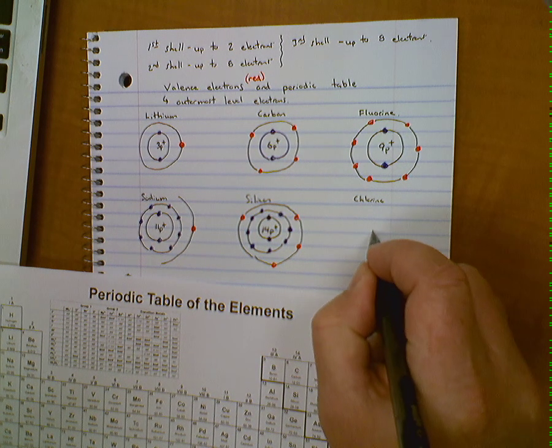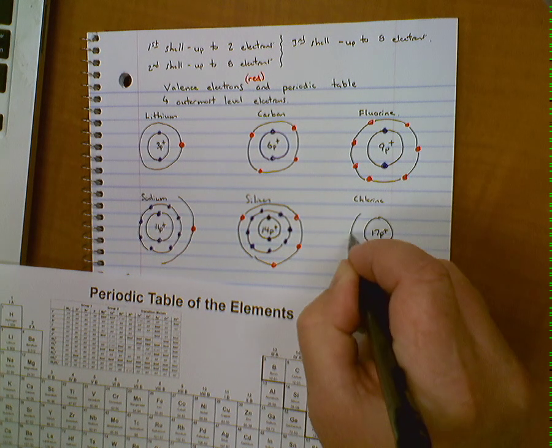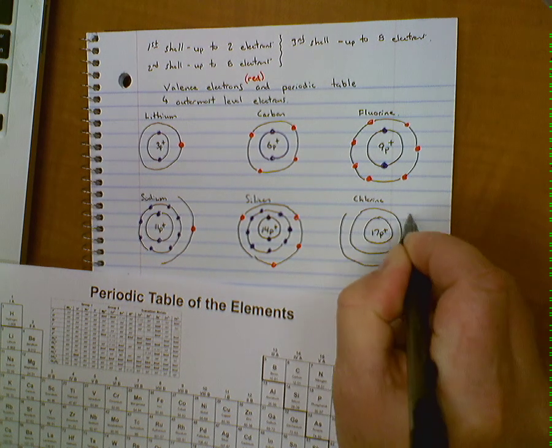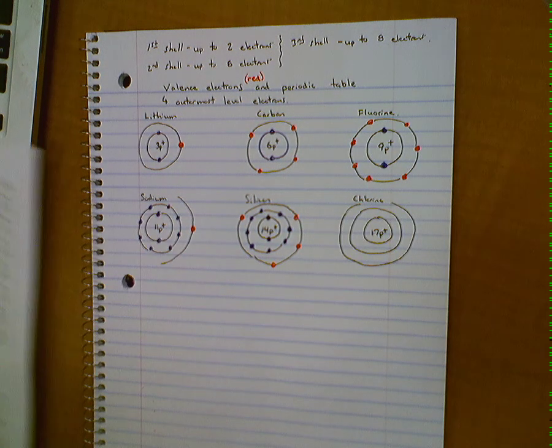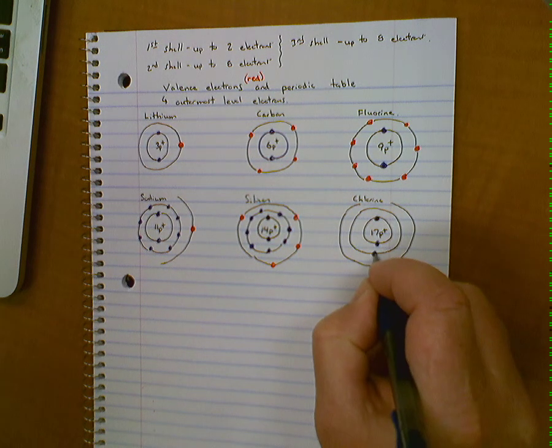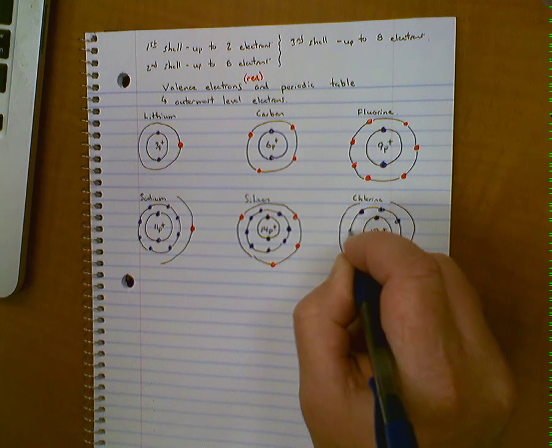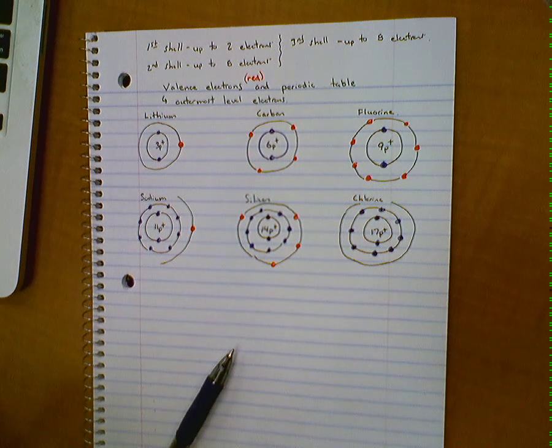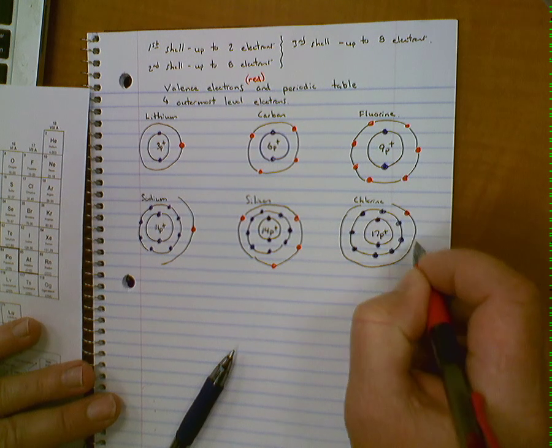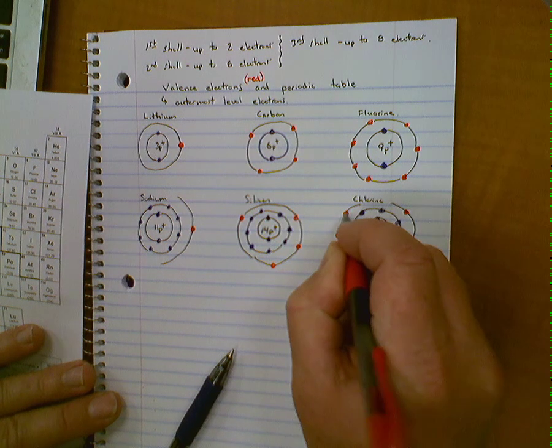So chlorine has 17 protons. I'm just going to draw the 2 shells, first shell, second shell, and we know we're going to use the third shell also. So 2 electrons in the first shell, 8 electrons in the second, 2, 3, 4, 5, 6, 7, 8. 2 plus 8 is 10. Chlorine has 17, so we need 7 more electrons. 1, 2, 3, 4, 5, 6, and 7.